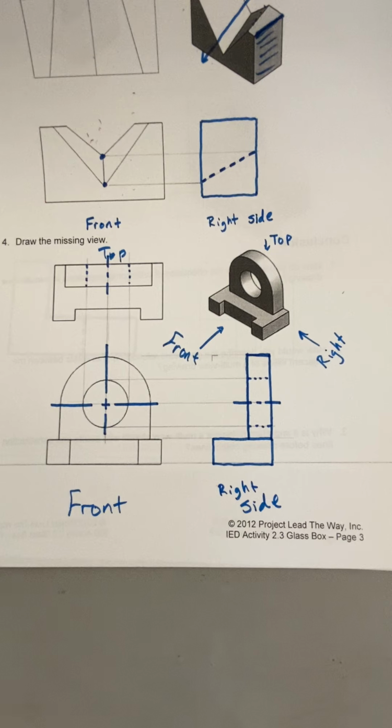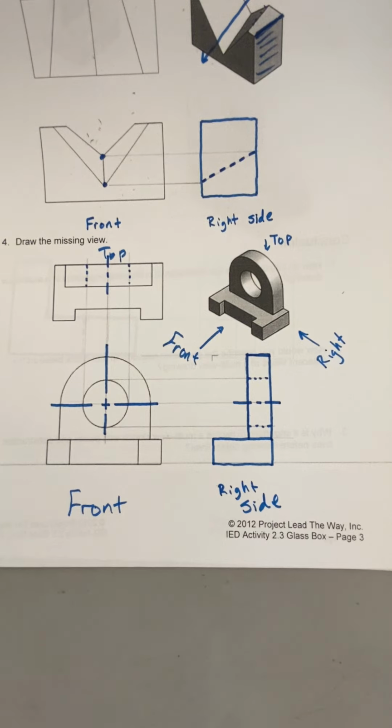Make sure that your object lines are dark, your construction lines are light or erased. And you should have your center lines and hidden lines in all the views. I am missing some hidden lines though. Anybody know what's missing? The ones for the little legs in the bottom. Okay, the two little feet that are sticking out.